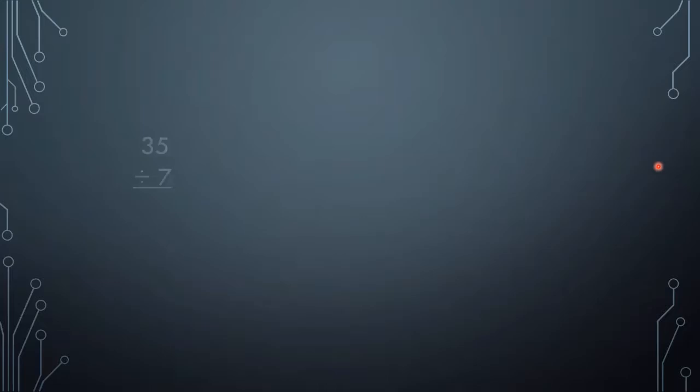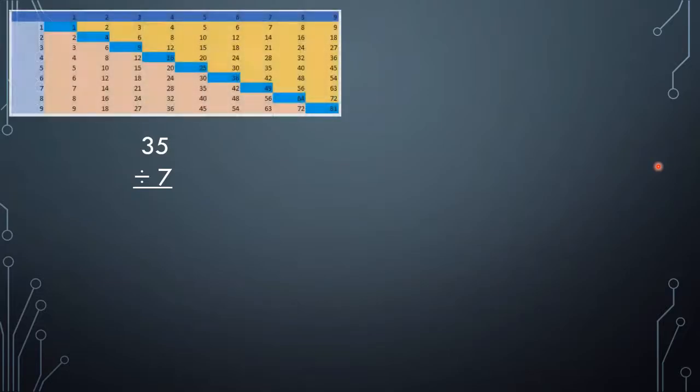Let's do some divisions. So we do here 35 divided by 7. Basically, you must have forgotten, so just look here. Where's 35? Oh, here. Here's 35. And it says divide by 7. 35 divided by 7 will be 5.